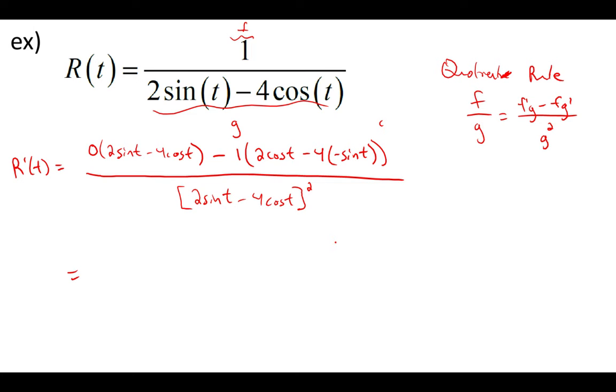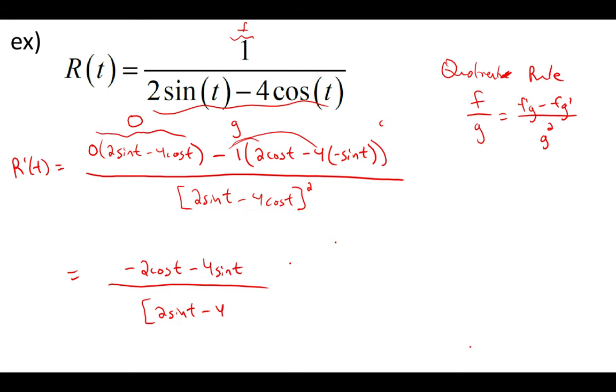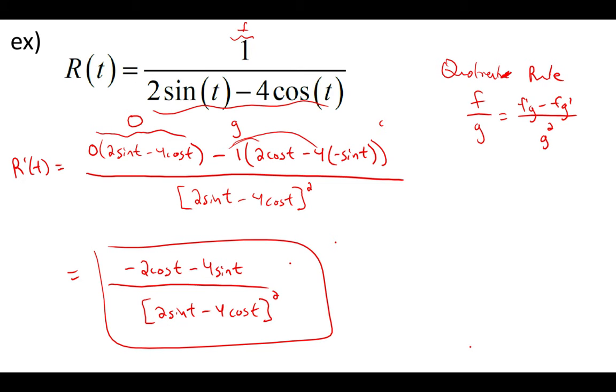And then simplifying this whole thing goes to 0, because 0 times anything is 0. And then this negative 1 we can just sort of distribute through. So that becomes minus 2 cosine t. This would have turned to a plus, because a minus 4 times negative sine t would turn into a plus, but we got to multiply by negative 1. So overall, 3 negatives make a negative 4 sine t. In the bottom, we're not going to try to multiply that in any way. We're just going to leave it as 2 sine t minus 4 cosine t squared. That will be our answer.